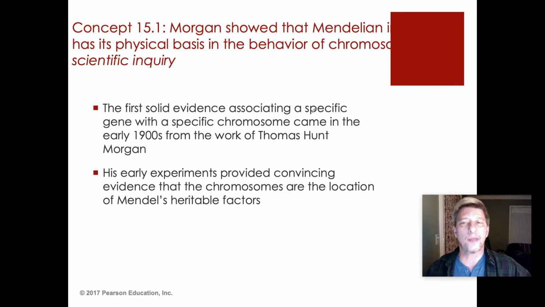Morgan showed that Mendelian inheritance has its physical basis in the behavior of chromosomes. All right. The first solid evidence that associated a specific gene with a specific chromosome came in the early 1900s from the work of Thomas Morgan. His early experiments provided convincing evidence that chromosomes are the location of Mendel's heritable factors.